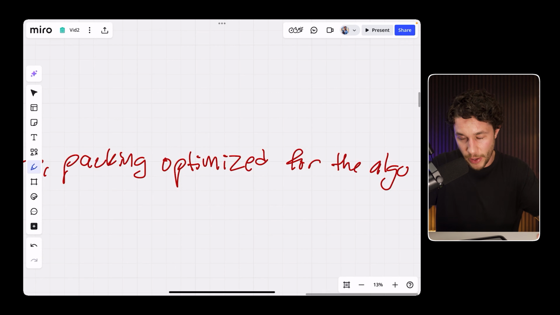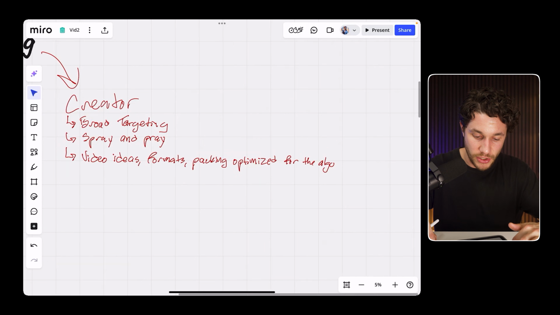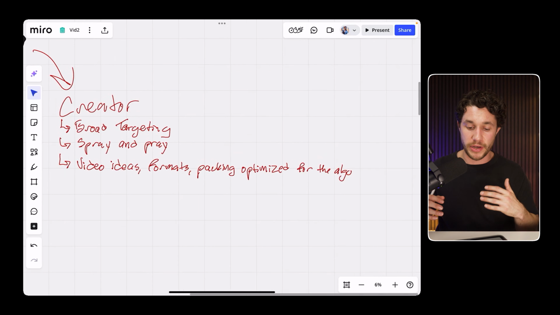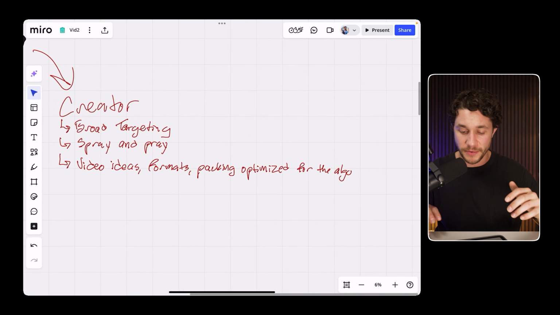A lot of YouTube gurus are now understanding what packaging actually means, so they're making videos about it. It's the most important thing behind your YouTube video. So if you're a content creator, that's how you're going about it: broad targeting, spray and pray, with your video ideas, formats, and packaging all optimized for the algorithm.